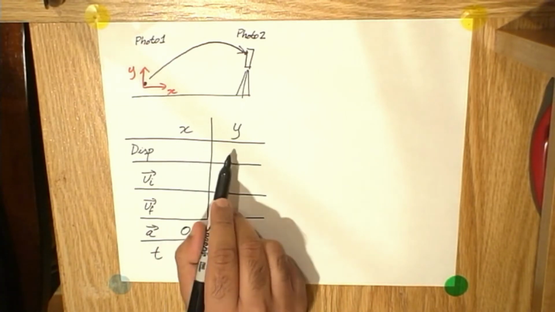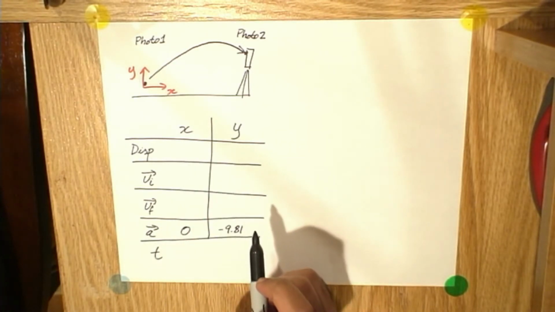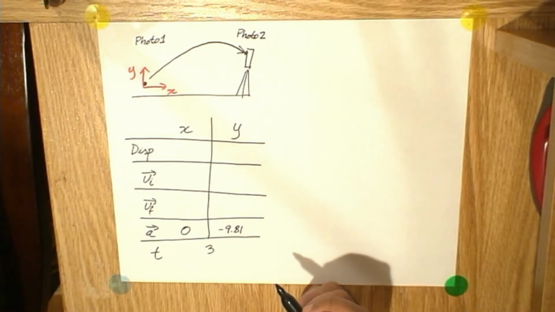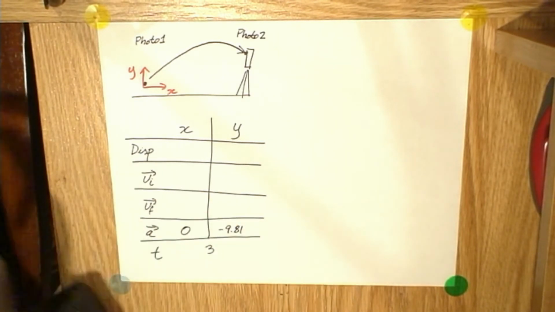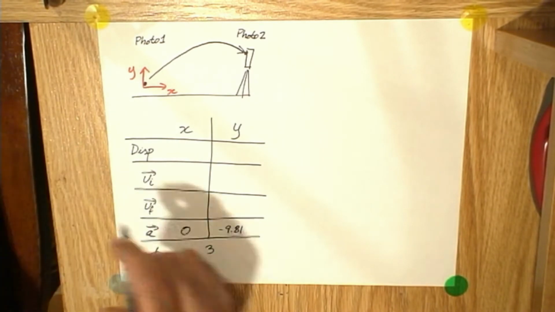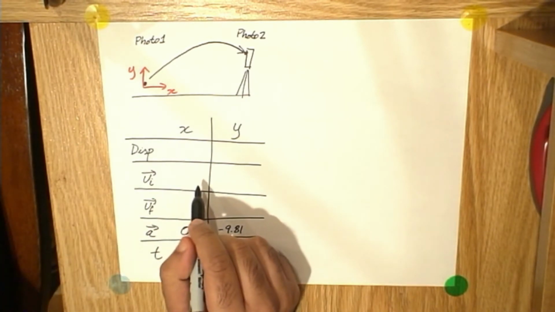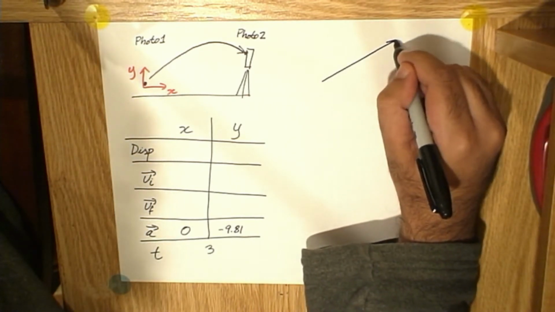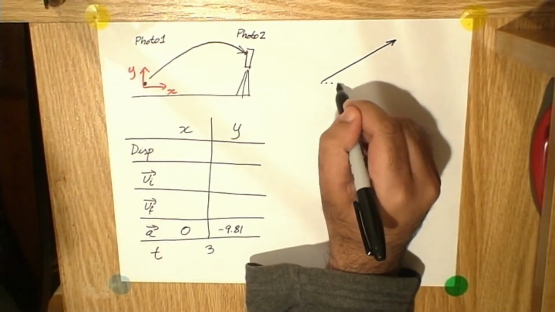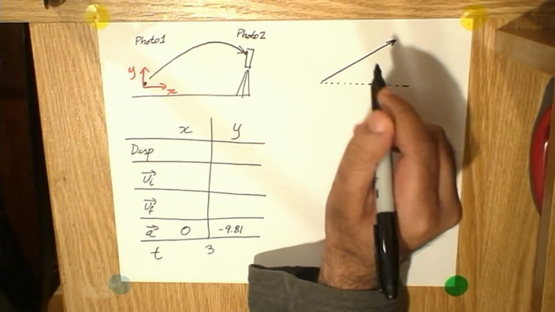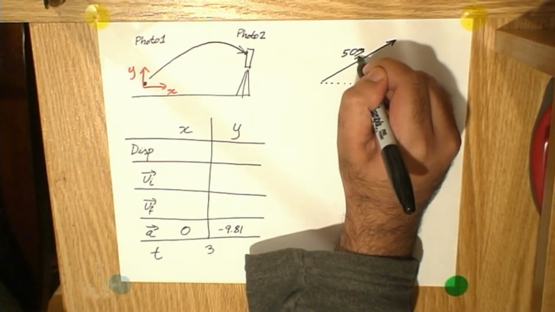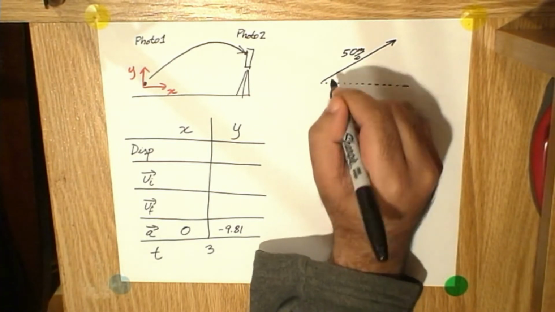We do not know the displacements. That's actually what we're solving for in this question. But we were told that the time was 3 seconds. And finally, we are told the initial velocity. The initial velocity is 50 meters per second at an angle of 30 degrees.